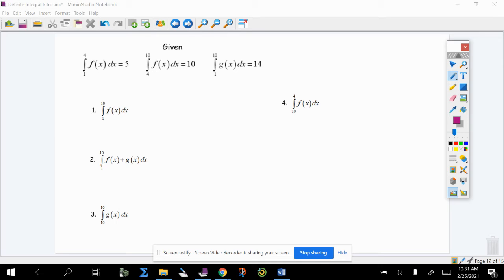So in this one, I'm giving you certain information about a function f, all definite integrals here, and asking you for integrals that we can kind of build off of that. So for number 1, if I want to know the integral from 1 to 10, well, I already know the integral from 1 to 4 is 5 from right here. And then I know the integral from 4 to 10 is 10. So I'm going to add those up, part plus part equals whole, to get my answer.